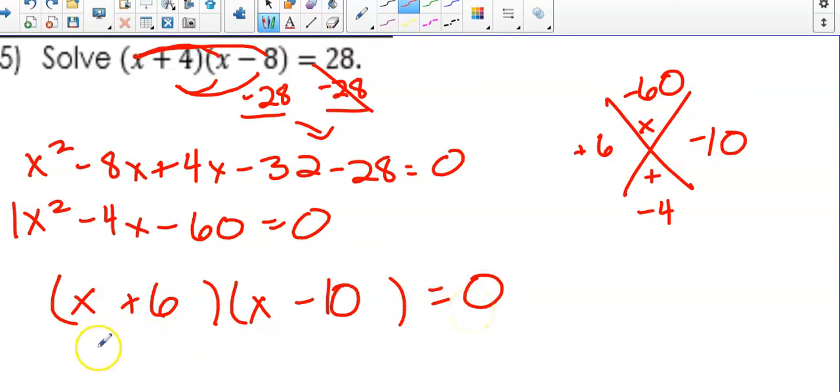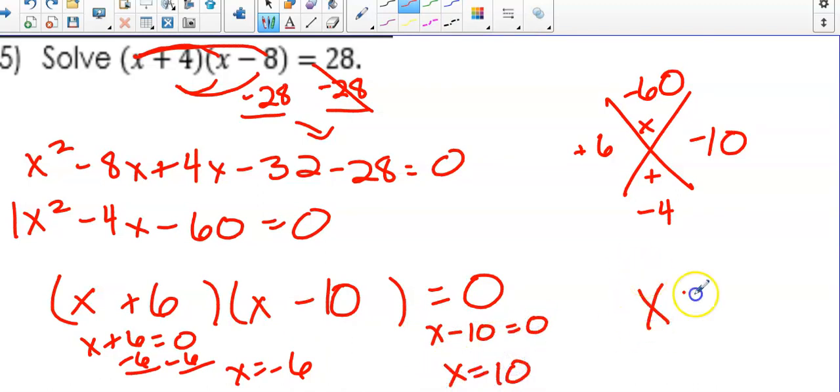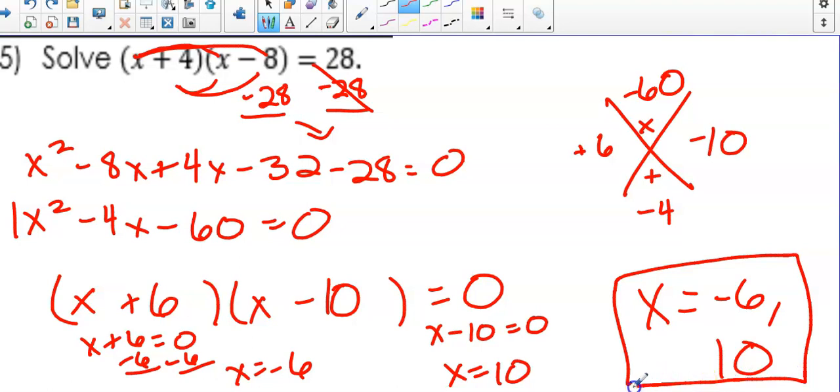Last, I need to set each of these equal to 0. So if x plus 6 equals 0, then x equals negative 6. And then if x minus 10 equals 0, then x equals positive 10. So our two solutions are negative 6 and positive 10. Again, plug it in to make sure that it works.